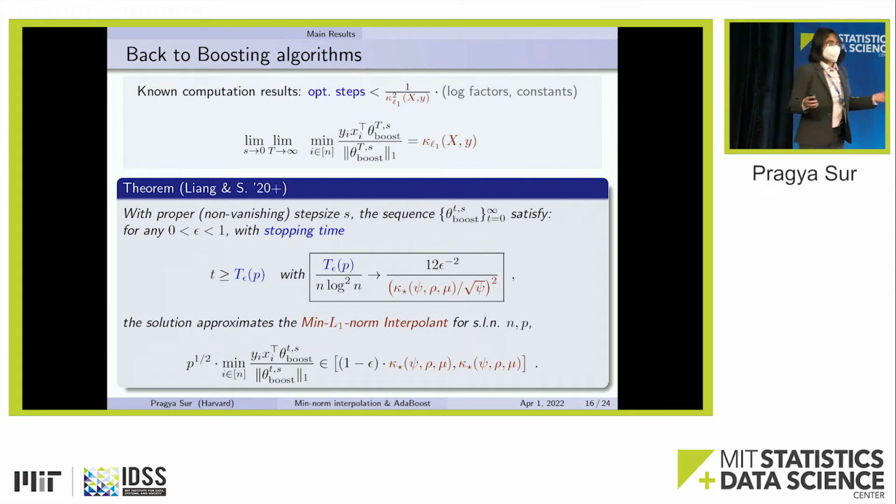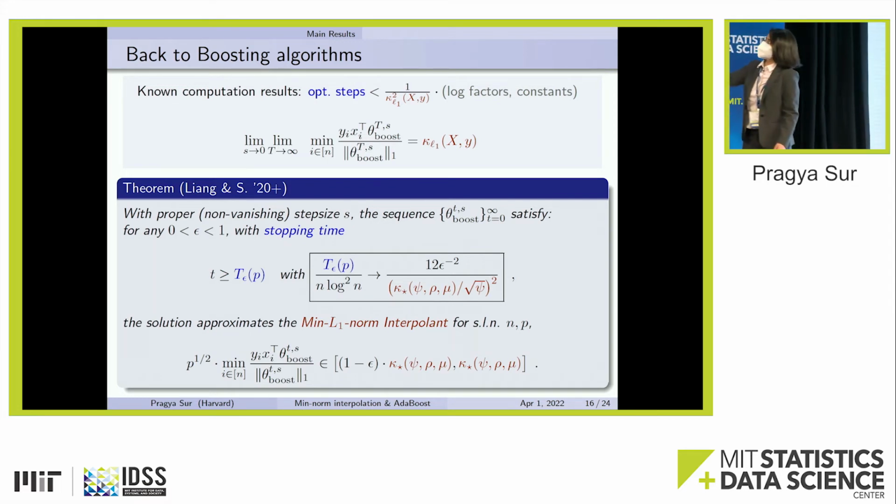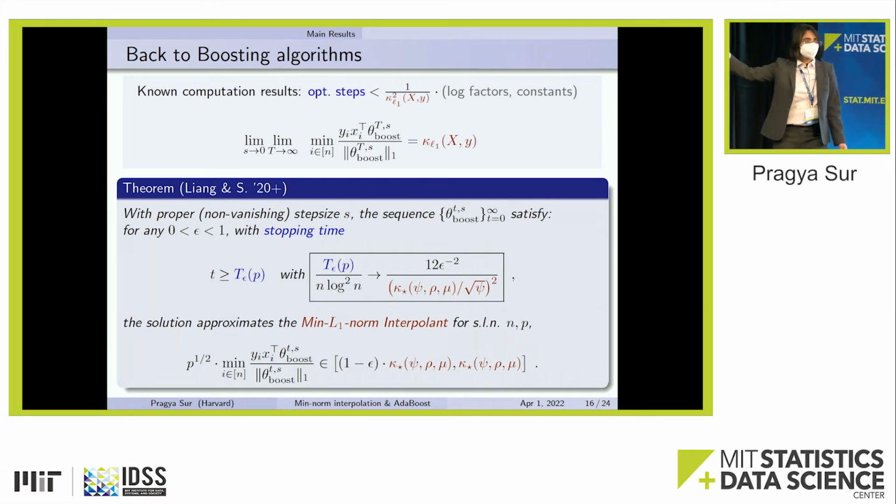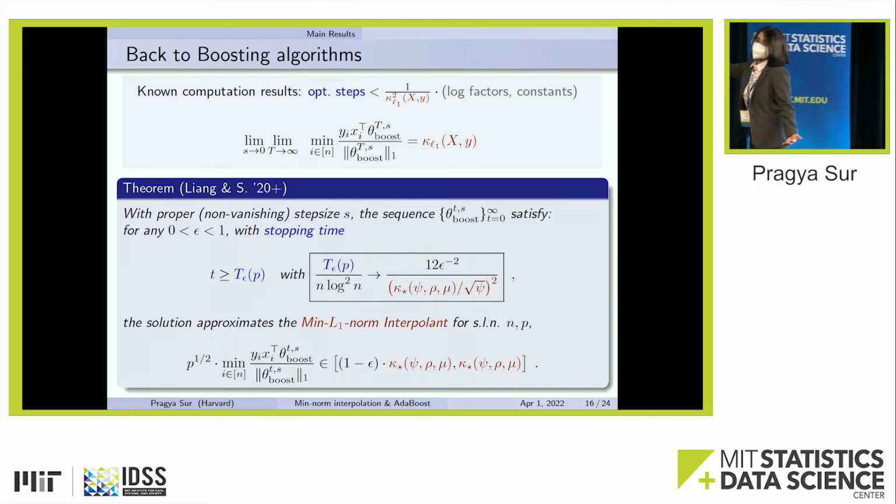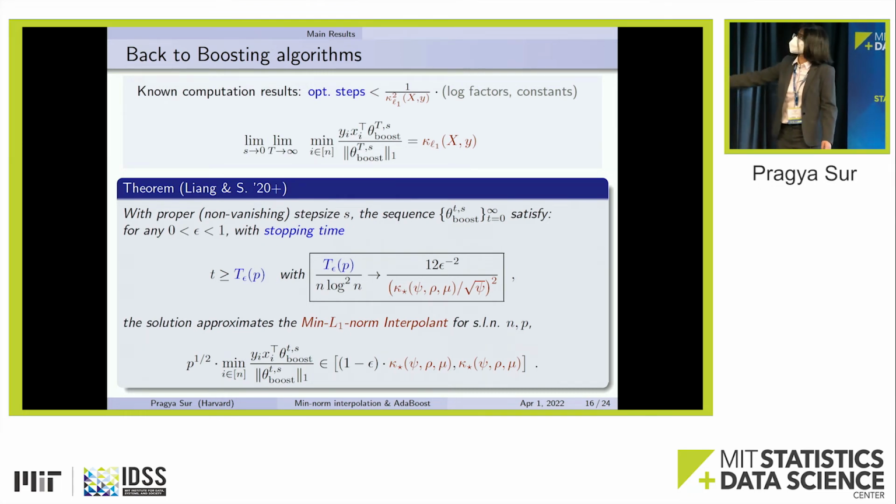And when I say this, what do I mean? I mean that if I look at the min L1 margin of your data points, taking the AdaBoost classifier, then that properly scaled is going to be arbitrarily close to the margin of your interpolants, the limiting margin.